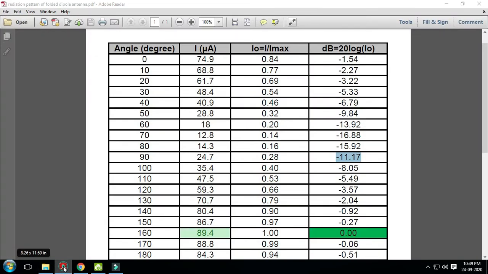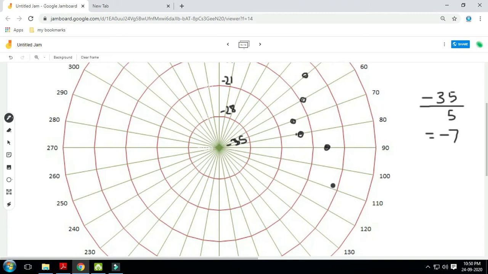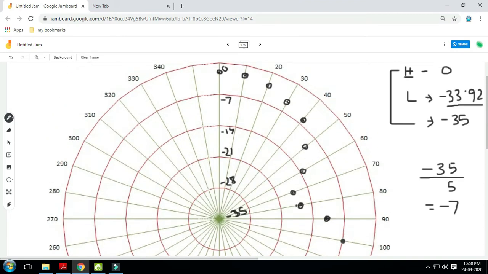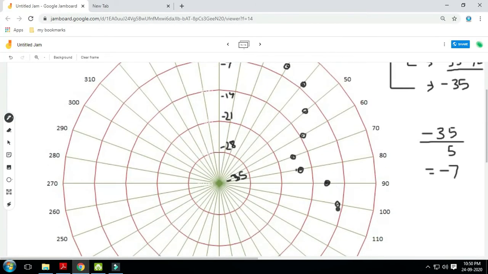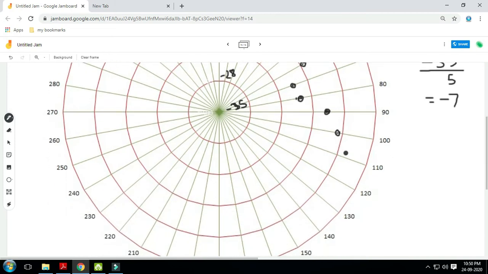100 degrees, minus 8.05. So 8.05 again is beyond 7. This circle is for minus 7, and I can easily put minus 8 point something. It was minus 8.05 at 100 degrees, so I just put my reading. This red line is for minus 7. I just put my reading after that. So this is for minus 8 point something.